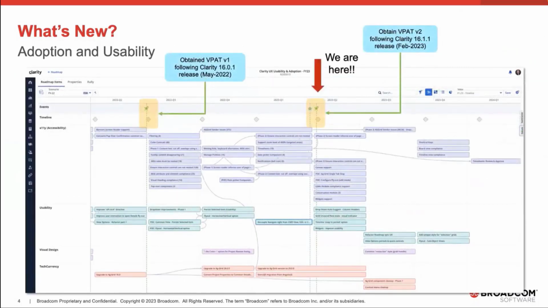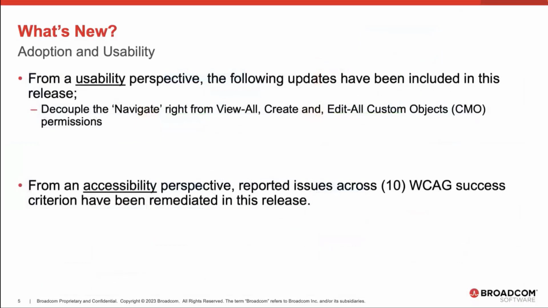It should be noted that Clarity's accessibility effort is never truly complete, but we do have a roadmap in front of us with a near-term target to attain a second VPAT or VPAT 2.0 based upon Clarity's 16.1.1 release, which is due out very shortly in February. And you can also see that we have several items prioritized for the next development cycle that initiates again in February 2023. So what's new?